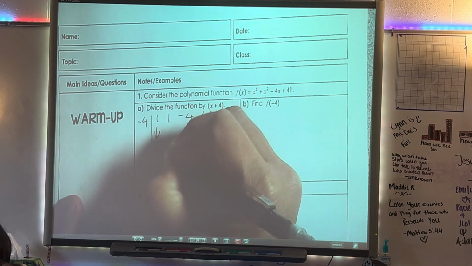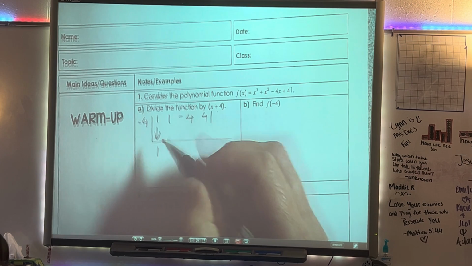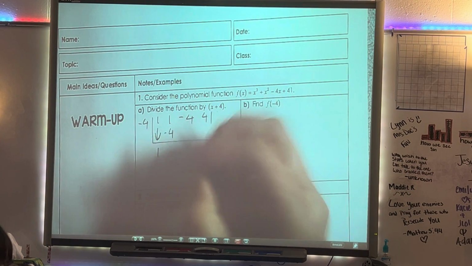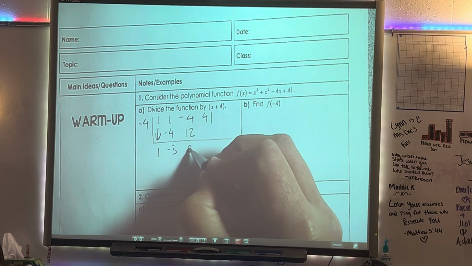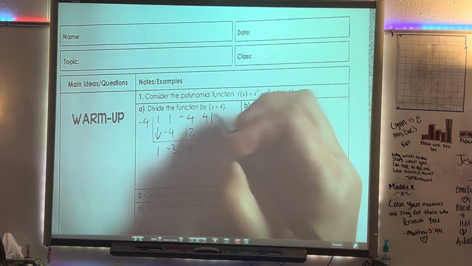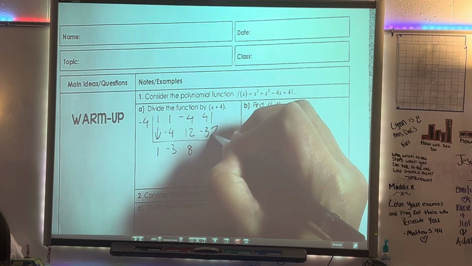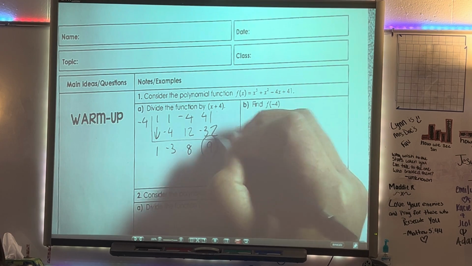Bring down my 1. 1 times -4 is -4. Add those together, I have -3, that would be +12. I have 8. 8 times -4 is -32, which leaves me a remainder of 9.